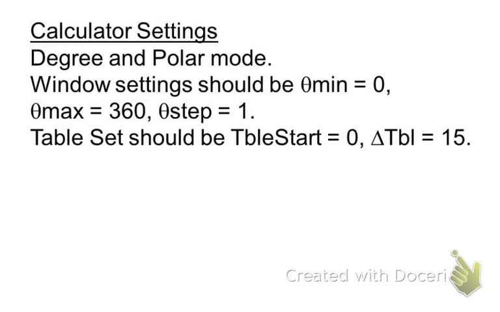Okay, then you want to go to your table set, and those should be the same as the day before. So your table start should be 0, and you want your change in table to be 15. We want our table to go up every 15 degrees so that we're not seeing every single degree listed out.